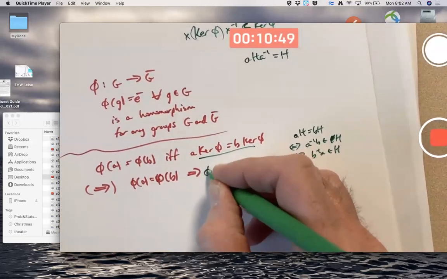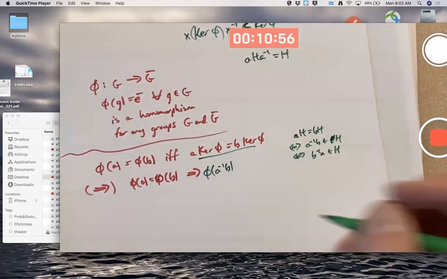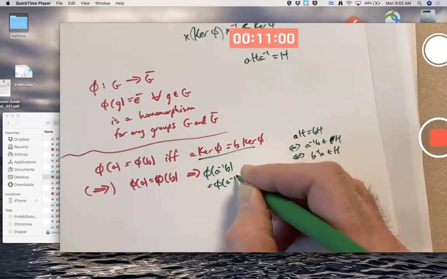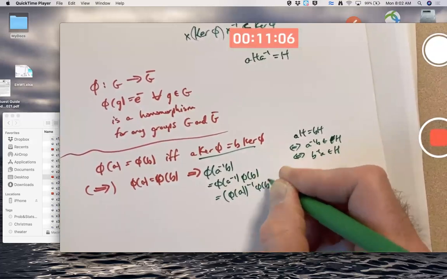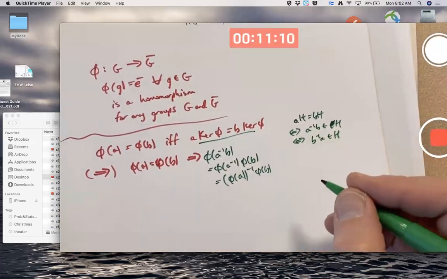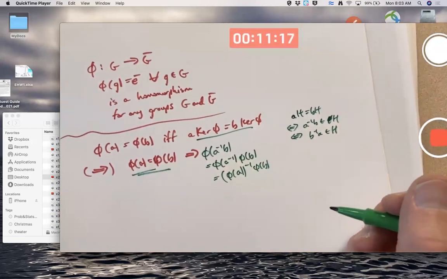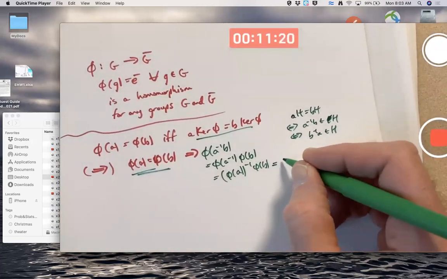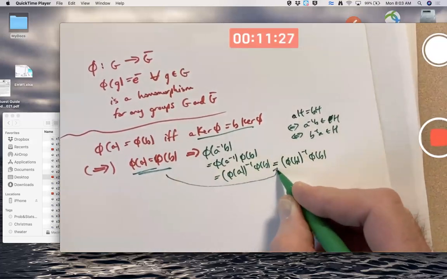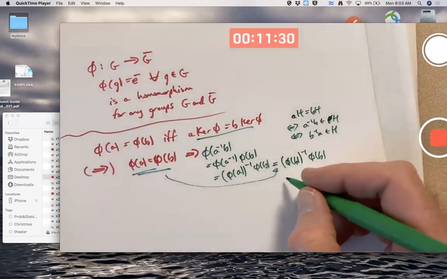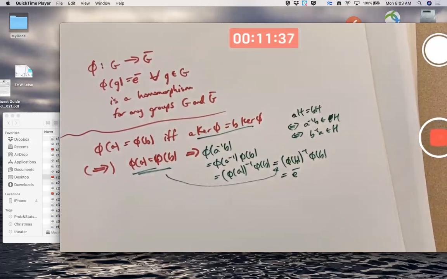Well, go ahead and try it. Does this map to the identity? Is it in the kernel? Use properties of homomorphisms being operation preserving. We're assuming phi of a equals phi of b. So you could replace the phi of a in there by phi of b. Then you have phi of b multiplied by its own inverse. That's got to be e bar. So that's the idea of the left to right direction.